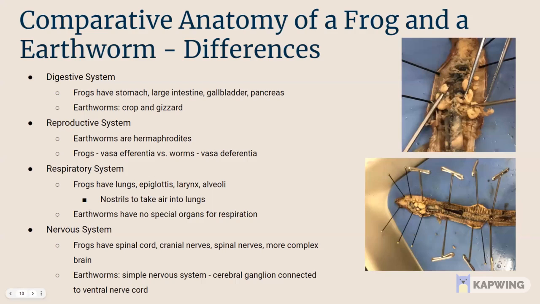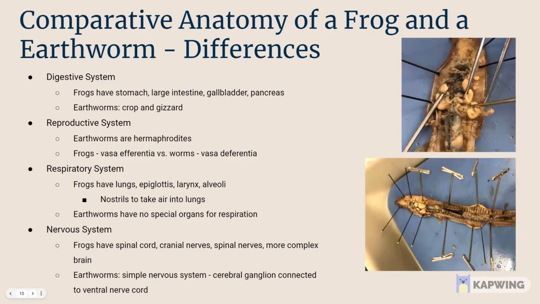For the respiratory system, frogs have lungs to take in oxygen in addition to the gas exchange that occurs through their skin. They also have an epiglottis, which is a valve that controls their airflow. They also have a larynx and alveoli, which increase the surface area to air for gas exchange. Frogs also have a nasal cavity where they use nostrils to take air into their lungs, which is a function that earthworms do not have. And earthworms don't have any special organs for respiration. They rely solely on gas exchange.